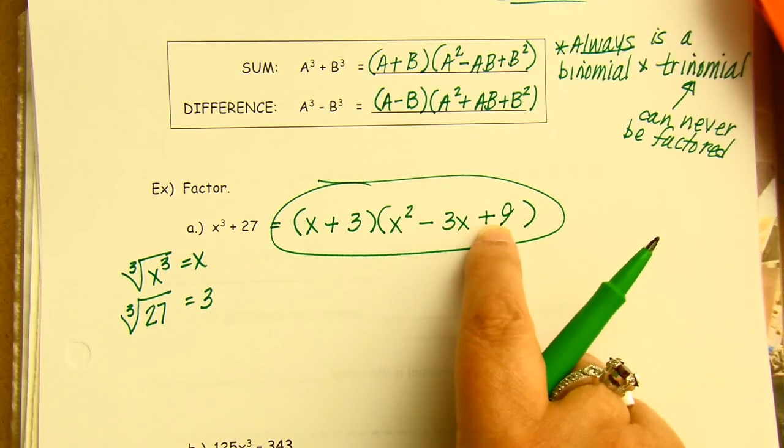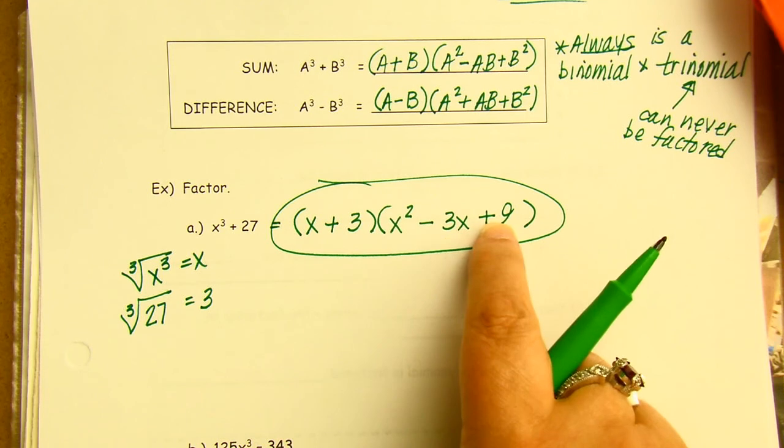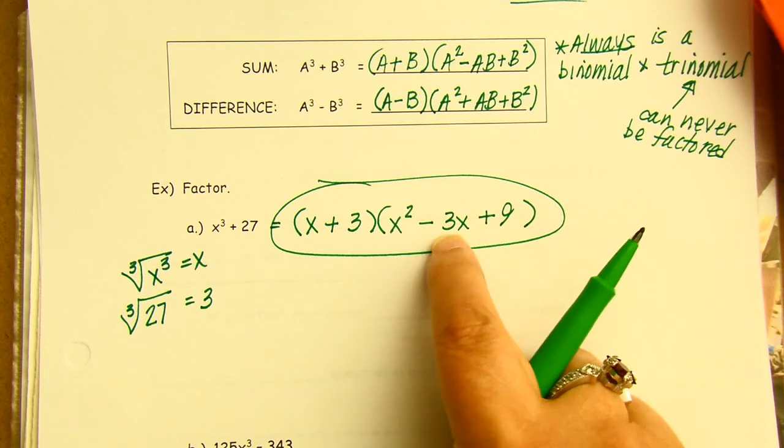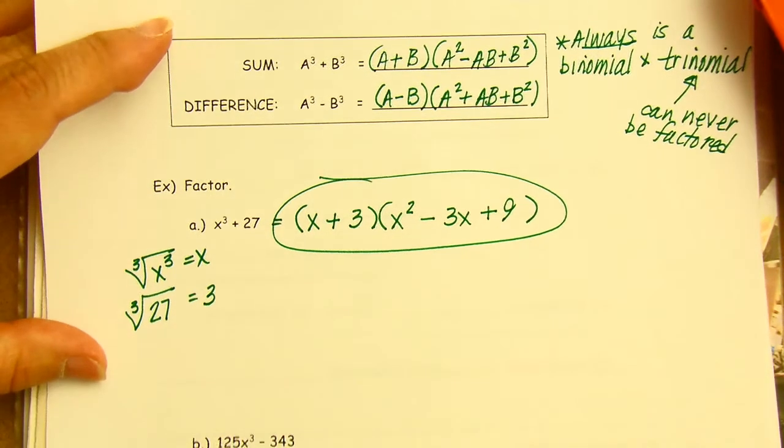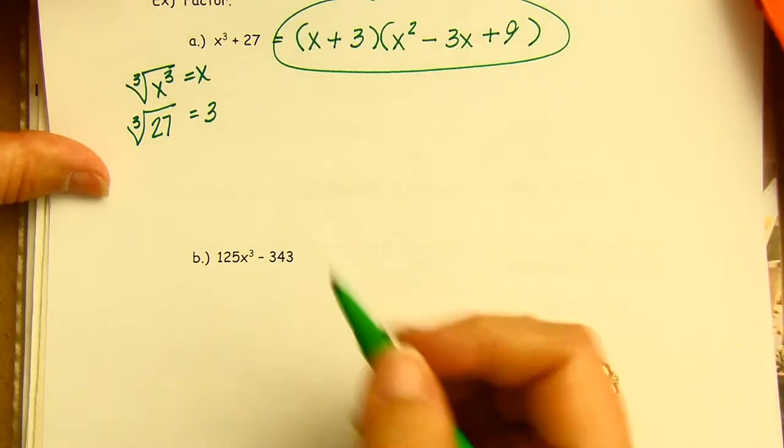3 times 3, when I add those I get 6. Not possible. 9 times 1 is 10, because I'm going to add. That's not that. This can never be factored. Okay, if you have questions, post it on the homework discussion.